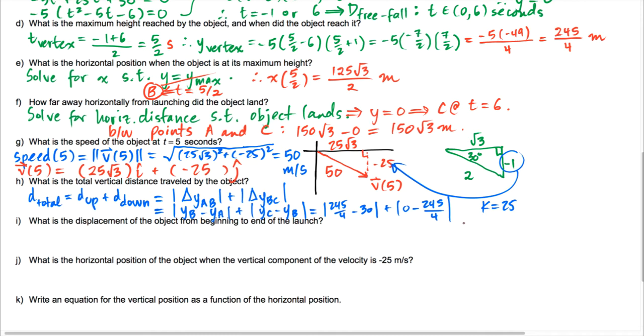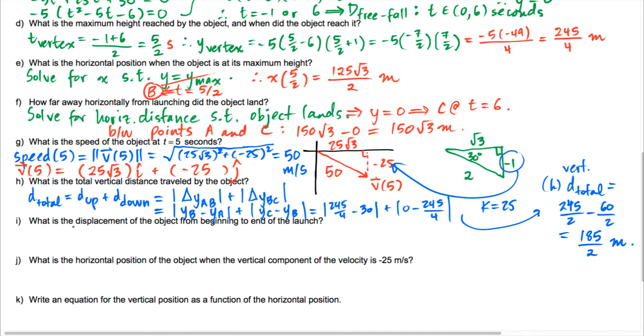And finishing that off over here, we get for part H that the total vertical distance is going to equal 2 times 245 over 4, which is 245 over 2, minus 30, which is 60 over 2, for a total of 185 over 2 meters.